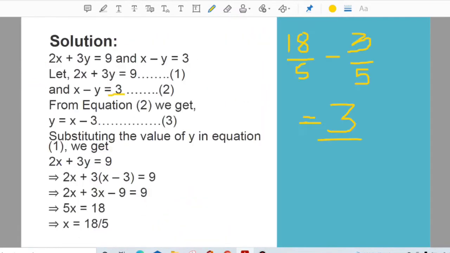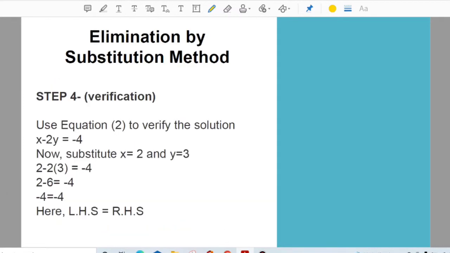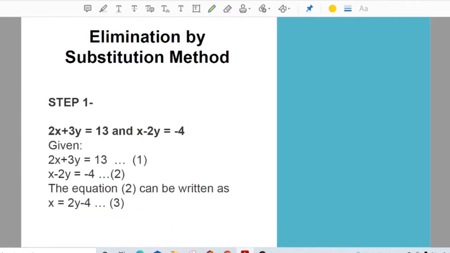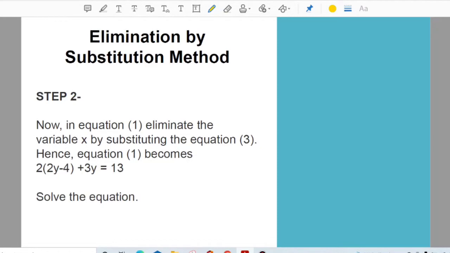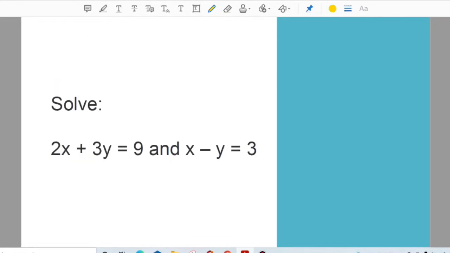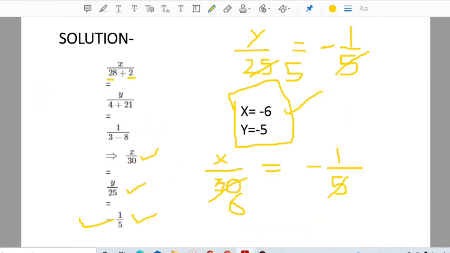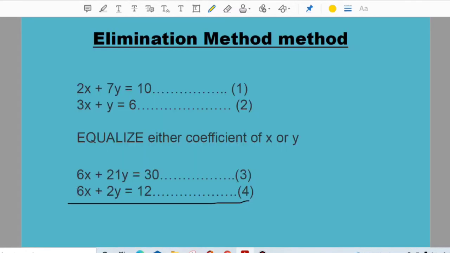Let me show you the difference. This is the elimination by substitution method. There we are substituting the value from one equation into another equation, and then we are trying to extract the answer out of it. But in this method, we are directly eliminating and getting the answer.